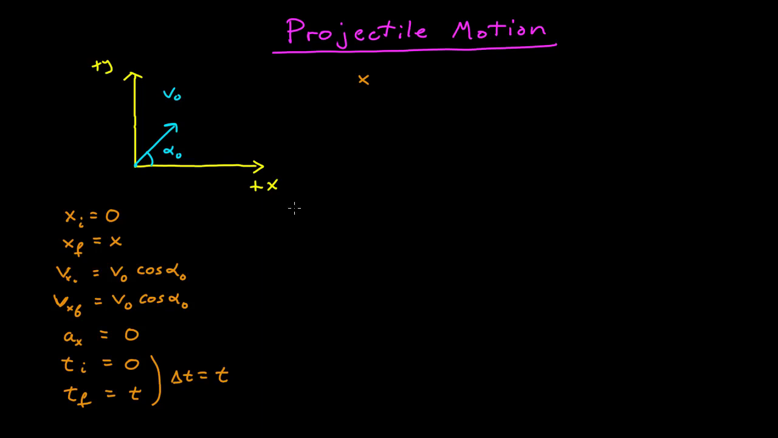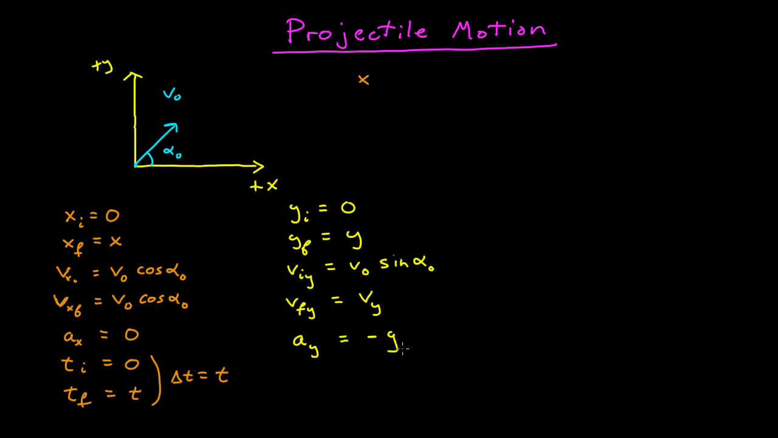Now, if we look in the y dimension, our initial y is 0. Our final y is unknown, so that's just y. Our initial y velocity is equal to v0 sine alpha naught, and our final y velocity is unknown, so I'll just call that v sub y. Our acceleration in the y is towards the center of the Earth, so that's a negative g, and our initial time is 0, and our final time we'll call t. What else can we say about this system?